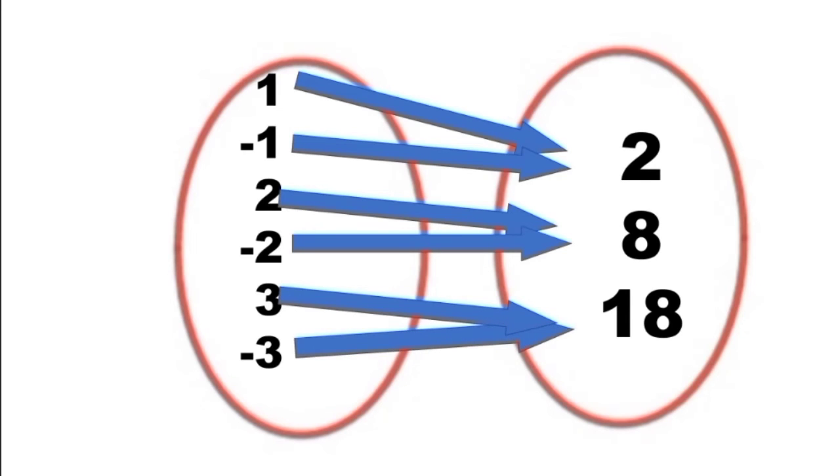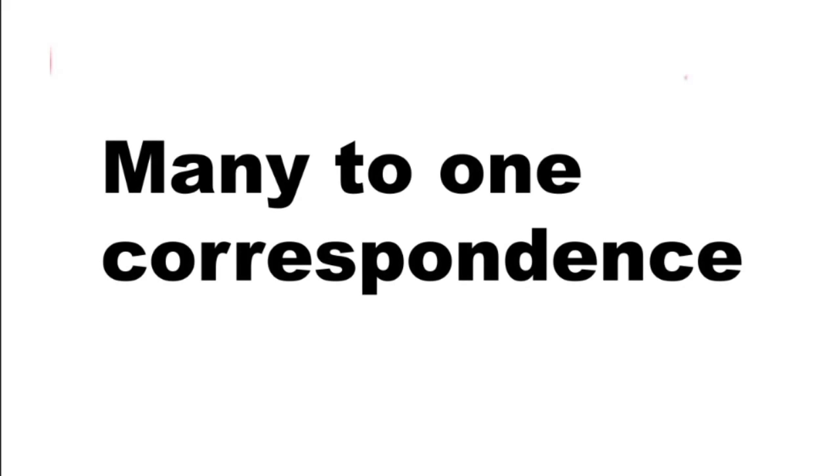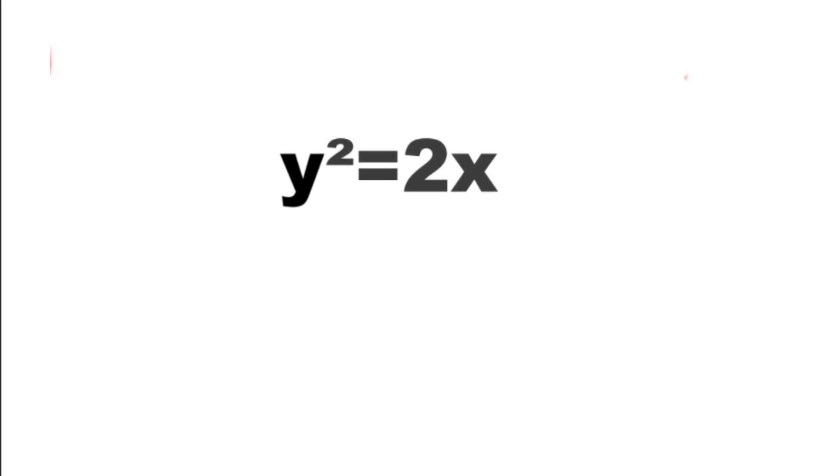1 is different from -1, although they have the same output, but it's specific to 2 only. This is the case of many-to-one correspondence, which is a function. Let's have a relation which is not a function. Example, y squared equals 2x.